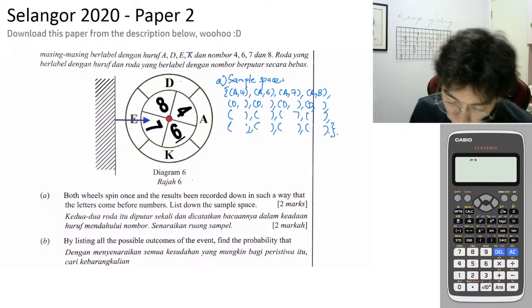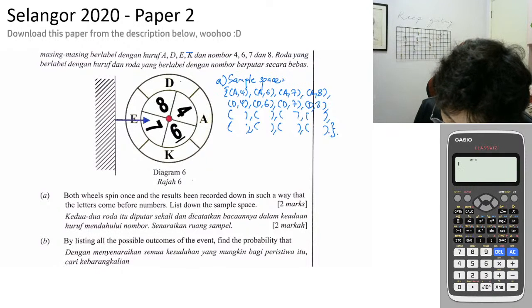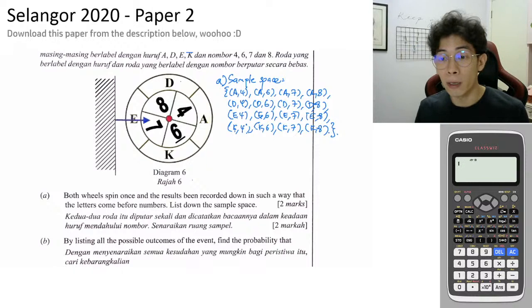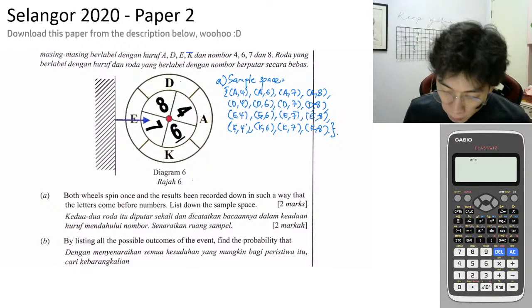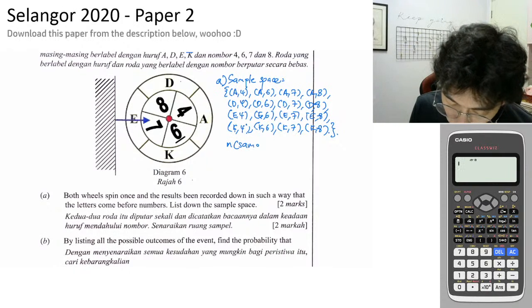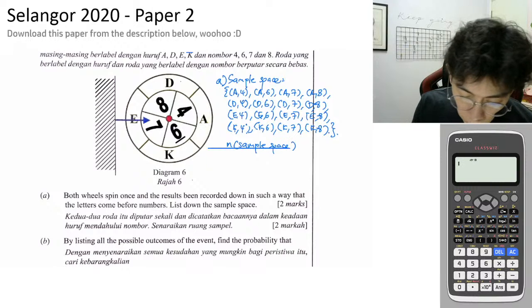Okay, so now your D, you will match with 4, 6, 7, 8. Then your E is the same thing. So E4, E6, E7, E8. Remember to put nicely. Then your K4, K6, K7, and K8. Nice. Correct, right? Of course, your number of sample space.